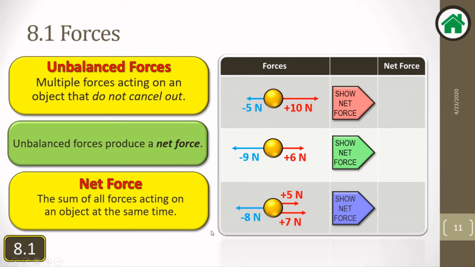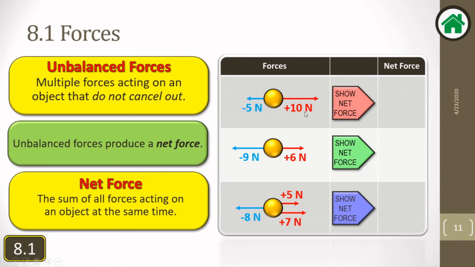So now let's talk about unbalanced forces. Unbalanced forces are when you have forces acting on an object that do not cancel each other out. For example, in this first situation, we have this ball that's being pulled to the right by a force of 10 newtons. We'll call that positive. We'll say to the right is positive. And it's being pulled to the left by a force of 5 newtons. Now, those forces do not cancel each other out. So we would say that in this situation, there are unbalanced forces. Unbalanced forces can combine to produce a net force.